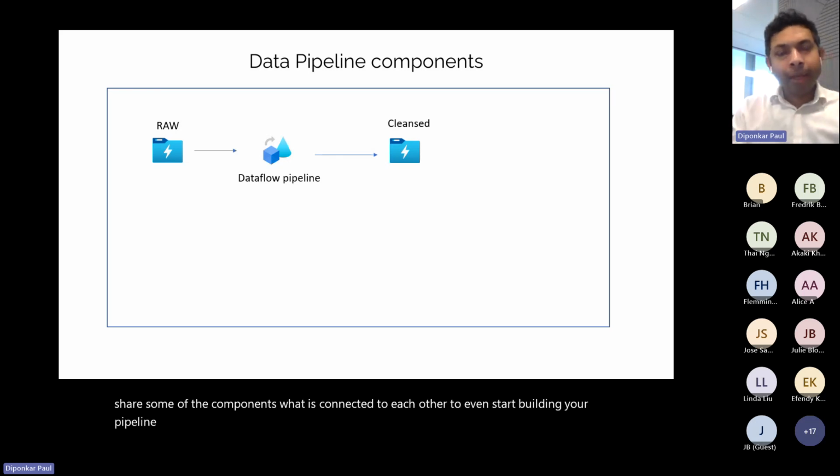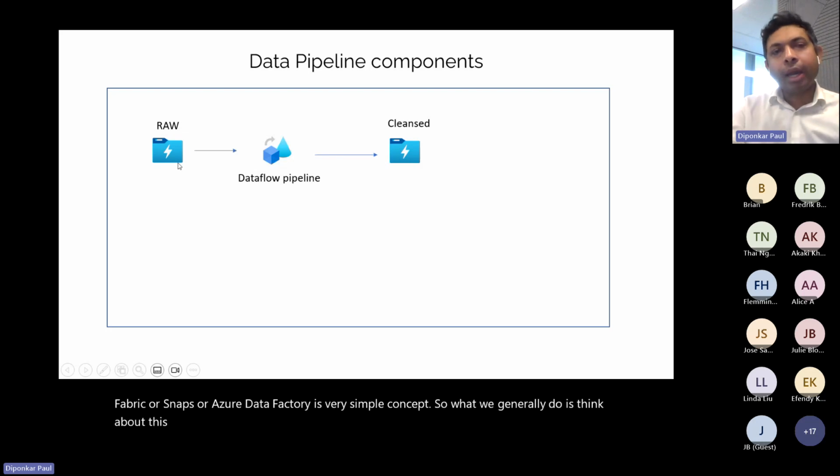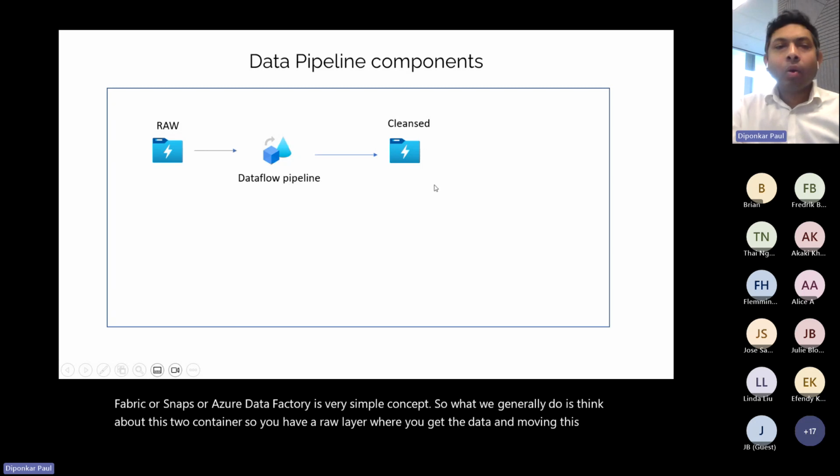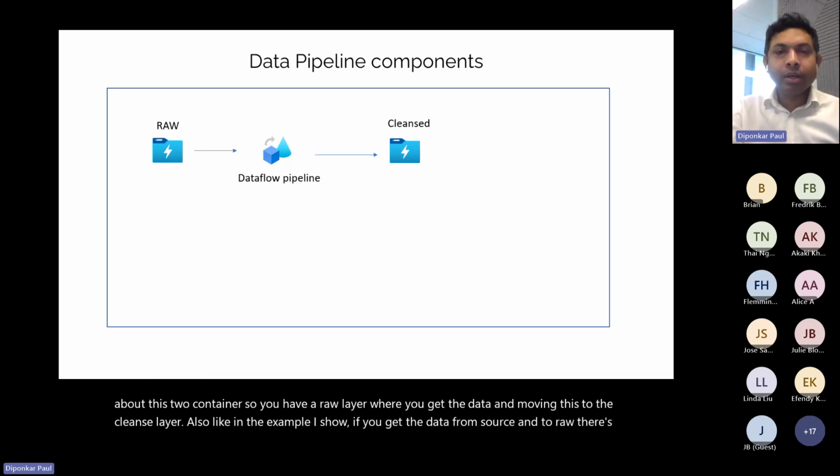So it's the same again in Fabric or Synapse or Azure Data Factory, it's the very same concept. What we generally do is think about this as containers. You have a raw layer where you get the data, and moving this to the clean layer. Also, like in the example I showed, if you get the data from source to raw, that's the same thing. You still need all those components.